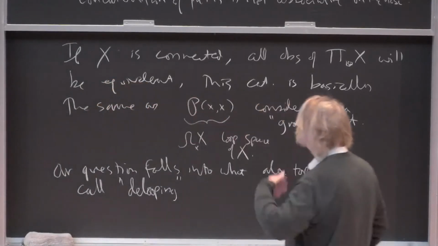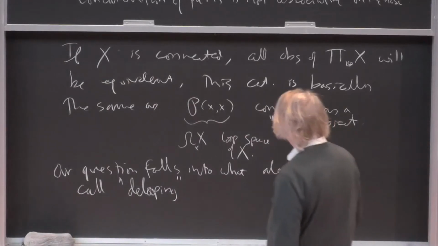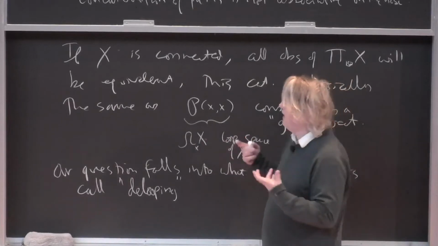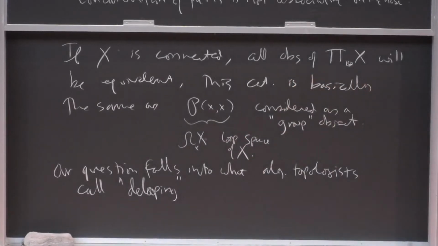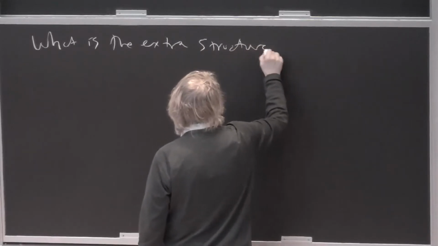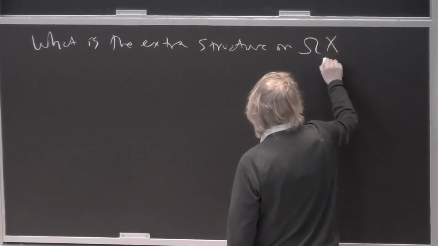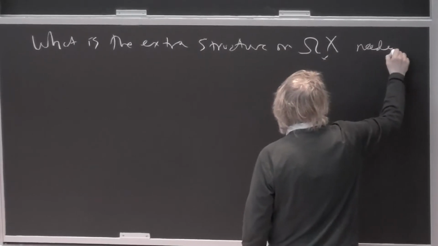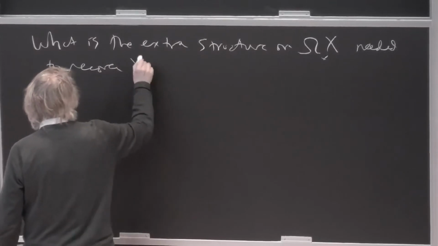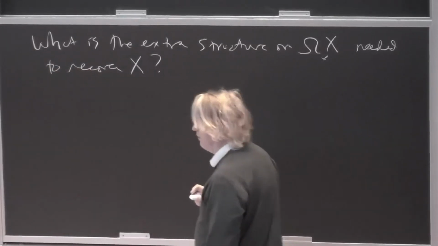So what's de-looping? De-looping means, suppose we knew the loop space of a space, and we would like to recover what the space was. In other words, what's the extra structure on the loop space that needs to be put in so that we could recover the space? So that's the de-looping question.